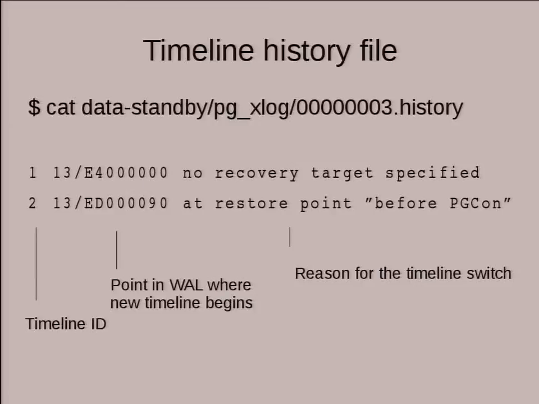It's just nice to have more accuracy there, but the reason I needed that was in 9.3 for some changes in streaming replication to allow you to replicate this. Anyway, now you have the exact location in the transaction log where the switch happened, and there's also a reason why it happened.